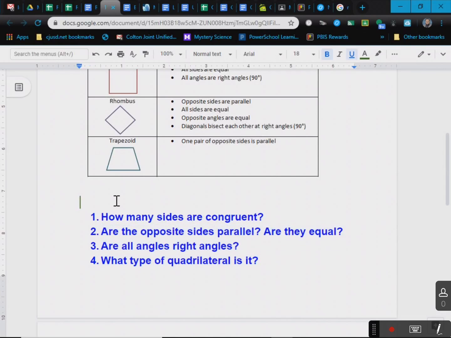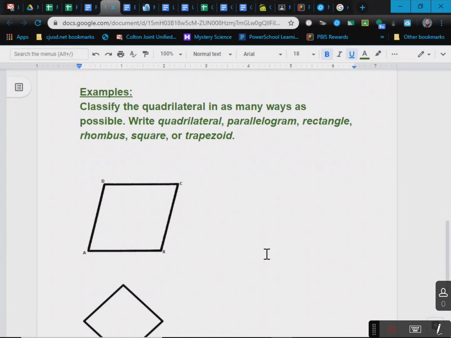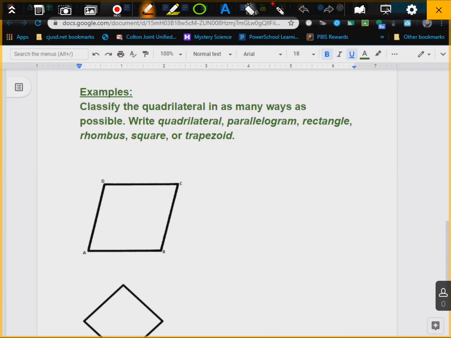Go ahead and pause it. But step 1 is, how many sides are congruent? Are the opposite sides parallel? Are they equal? Are all the angles right angles? And then that will help you know what type of quadrilateral it is. So I'm going to go ahead and have 2 examples. Okay, classify the quadrilateral in as many ways as possible. So each one is going to be a quadrilateral, at least for these 2. So this is going to be a quadrilateral because this is a 4-sided figure.